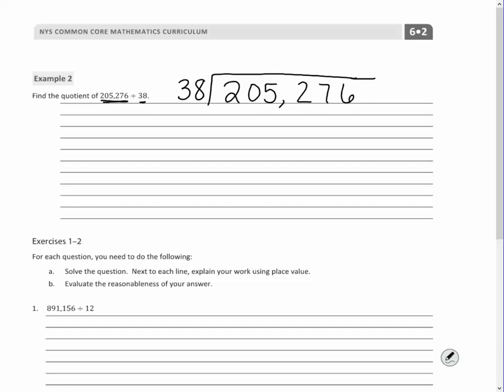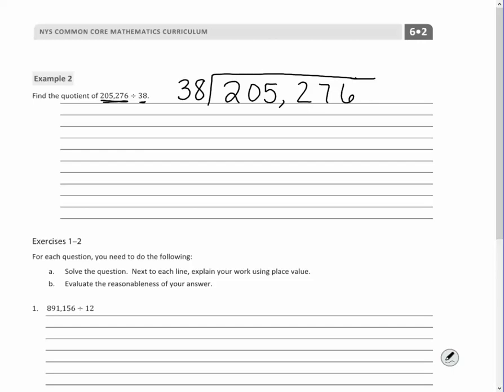Make sure you're writing big enough and giving yourself enough space to work. All right, but anyway, 205,276 is the number getting chopped up. That's in the gazinta. That's what I like to say is on the operating table.